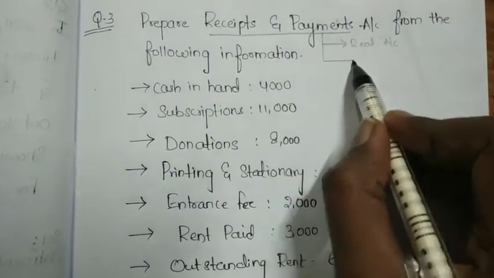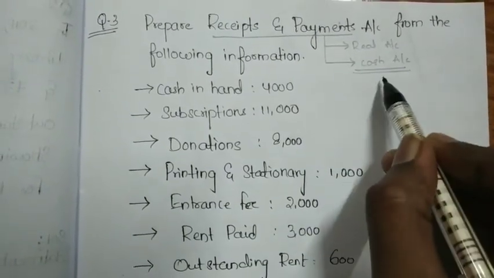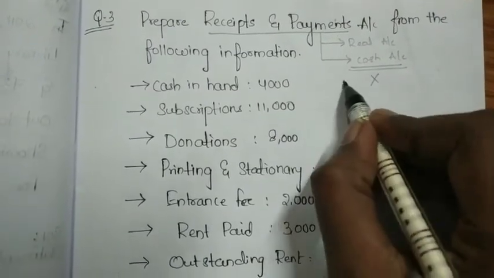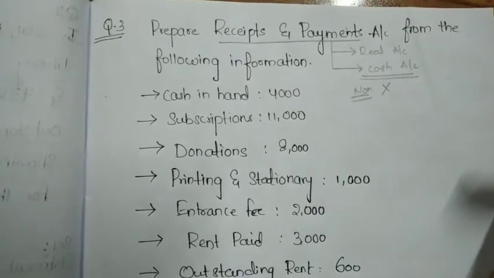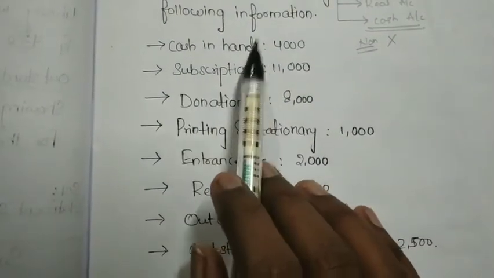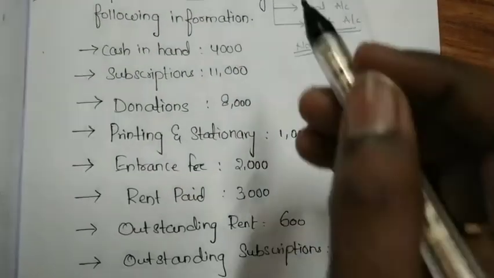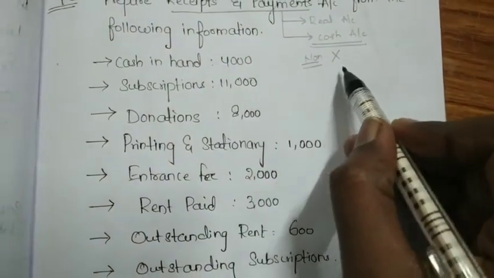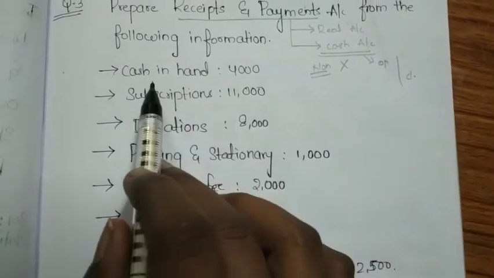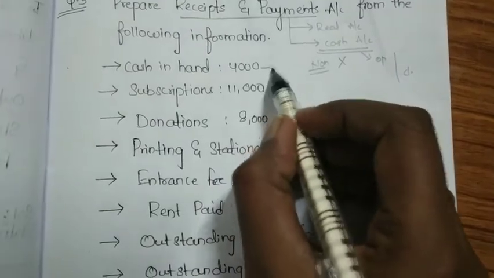And I said the receipt and payment account is like cash account. That means we have to take all the cash transactions. If there is any non-cash transaction, we shouldn't consider those non-cash transactions. So let's see the question. See the following information, we have to prepare the receipt and payment account. What is the first one? Cash in hand. So if you can remember, I said the cash account will have an opening balance as well as a closing balance. The cash in hand, they are giving the opening balance. So we have to take this cash in hand on the debit side.